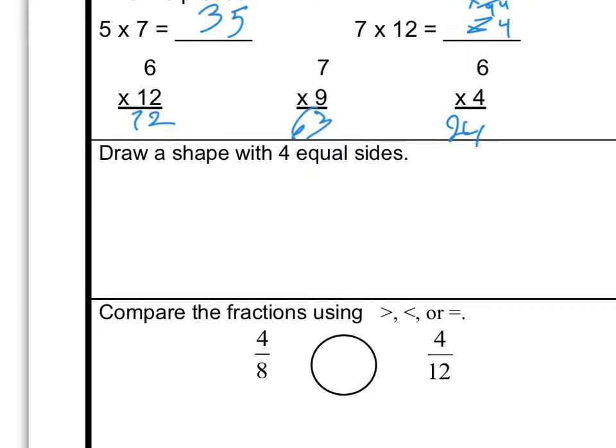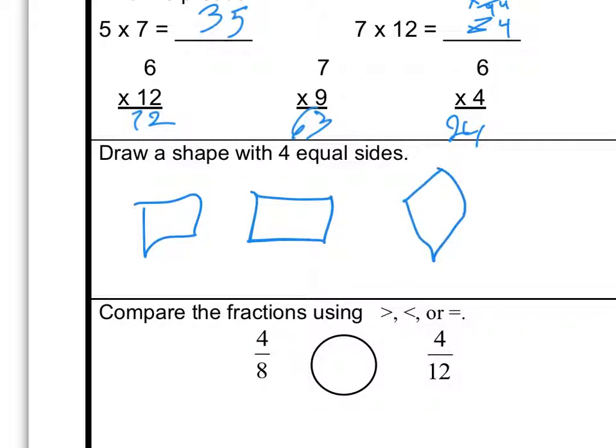Our next question says draw a shape with 4 equal sides. So a quadrilateral has 4 sides, which means most likely you will draw a square, or you can draw a rectangle, or you could draw let's say a rhombus, or you can draw a parallelogram. Just anything that has 4 sides that are considered a quadrilateral and that are equal.